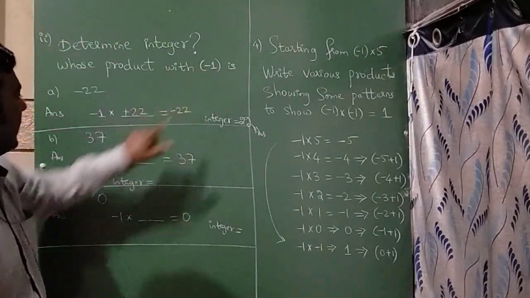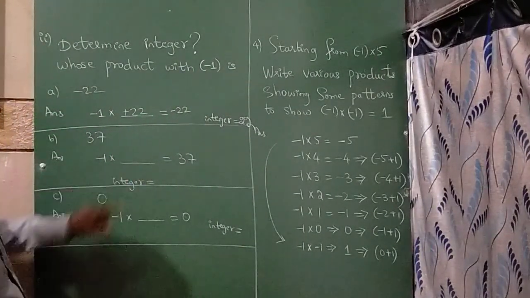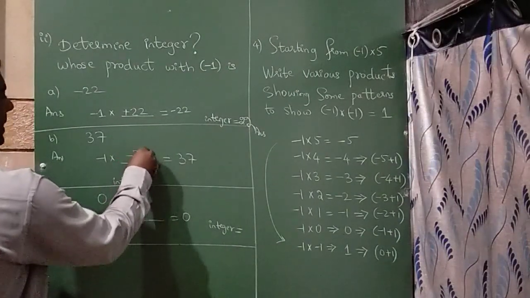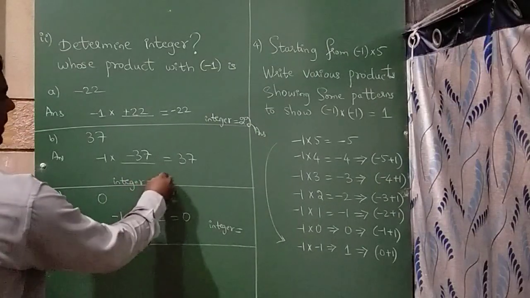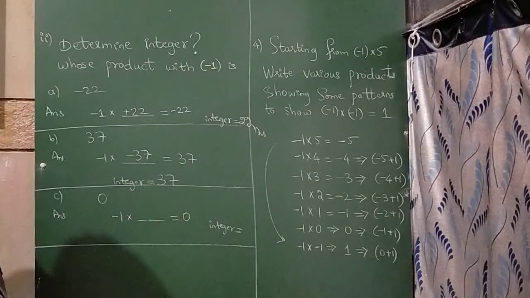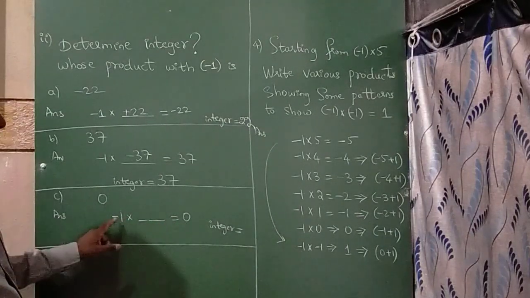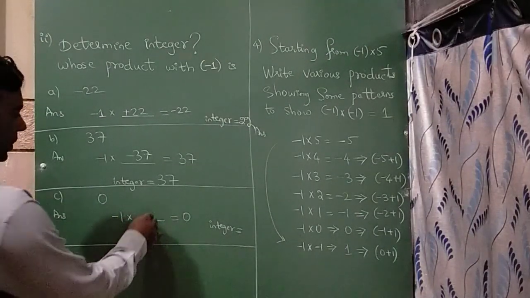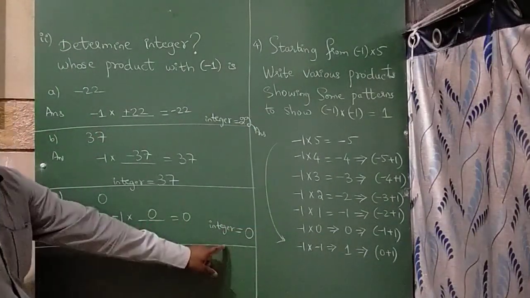Okay. The second one is, you need to get answer as a 37 when you multiply with the minus 1. So what number you need to find here? That is minus 37. Minus into minus is plus, 37 ones are 37. So the integer is 37. 0. You need to get answer as a 0. So minus 1 into 0 is 0. So the integer what we have got is 0.